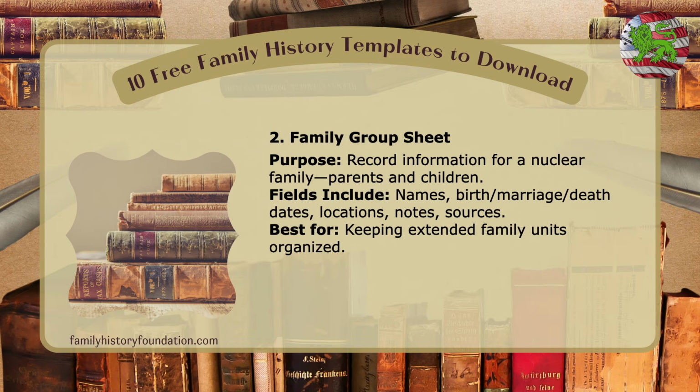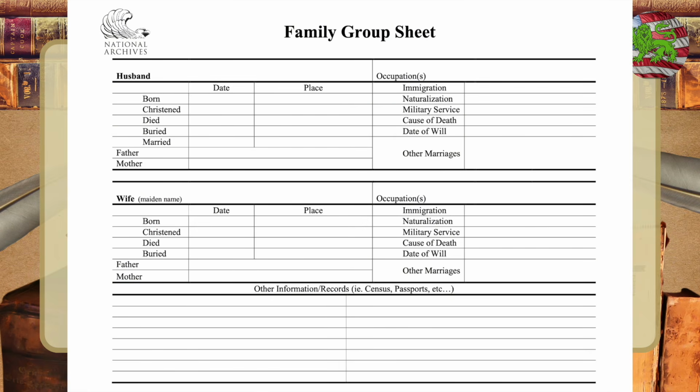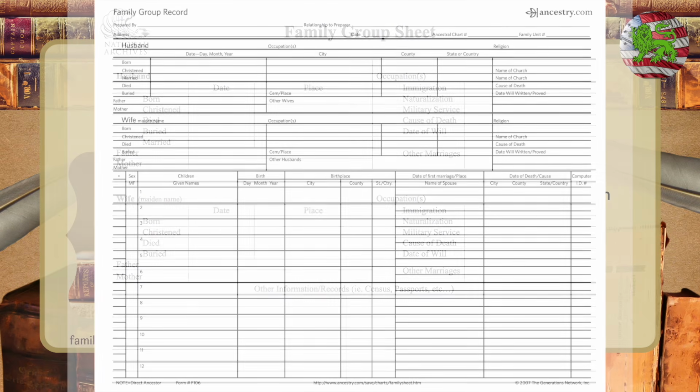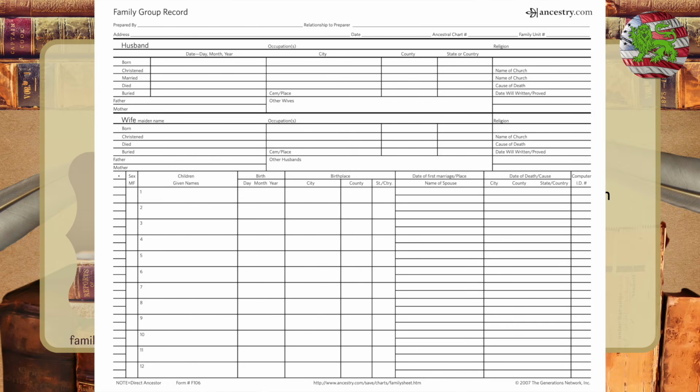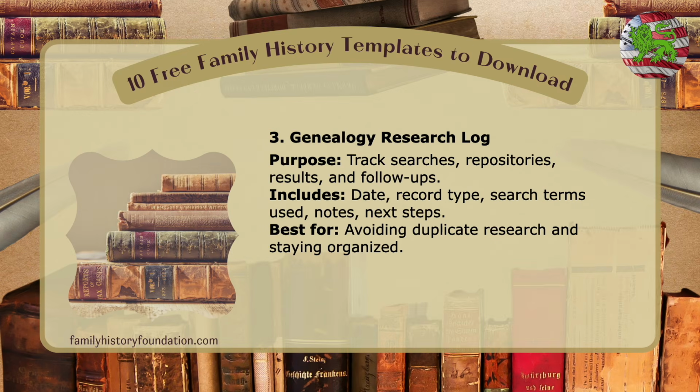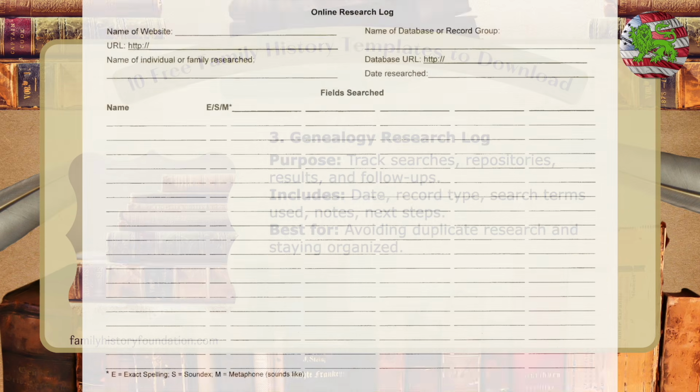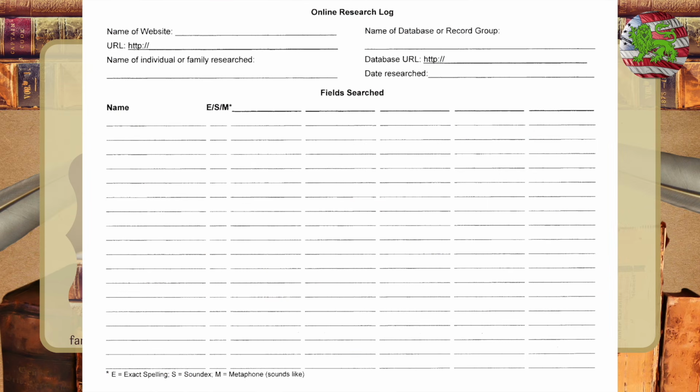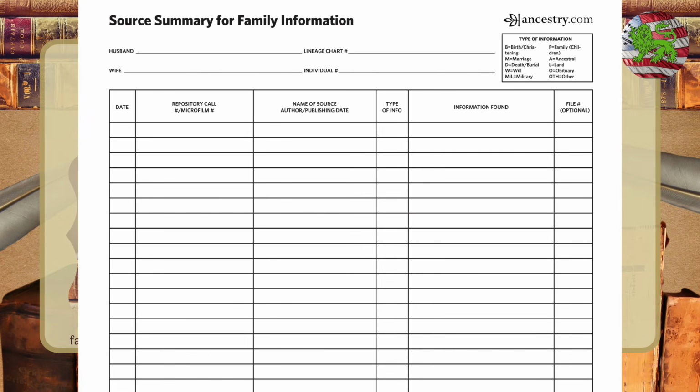The second one is the family group sheet, which we've talked about. I've given you samples here from archives.gov. This is a really neat one, and 2 different ones from ancestry.com. Super, super useful. Number 3, this is what a genealogy research log looks like. This is a really good one from RootsWeb, and there's a genealogy research log from Ancestry.